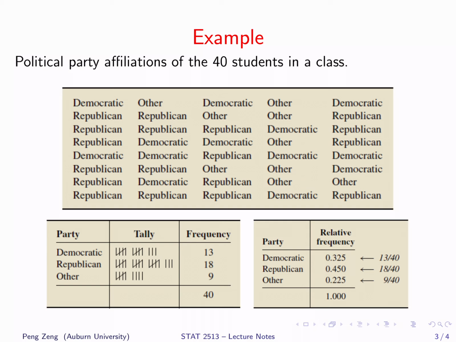Then, we may get relative frequencies. Because the total number of students is 40, we divide each frequency by 40. For example, for Democratic, the frequency is 13. 13 divided by 40 yields 0.325. Hence, the relative frequency for Democratic is 0.325. You may check the calculation of relative frequencies for the remaining categories. Notice that the sum of relative frequencies equals 1.